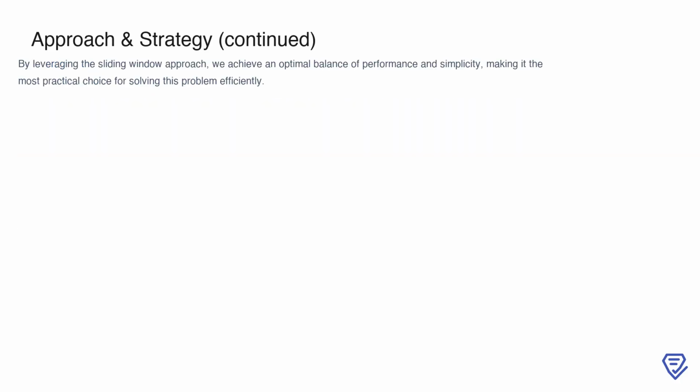By adopting the sliding window approach, we achieve an optimal combination of performance and simplicity, making it the most effective strategy for solving this problem. This method allows us to efficiently determine the minimum and maximum moves required to make the stones consecutive, ensuring that the solution is both scalable and easy to understand. Its balance of computational efficiency and conceptual clarity makes it the ideal choice for tackling this challenge.